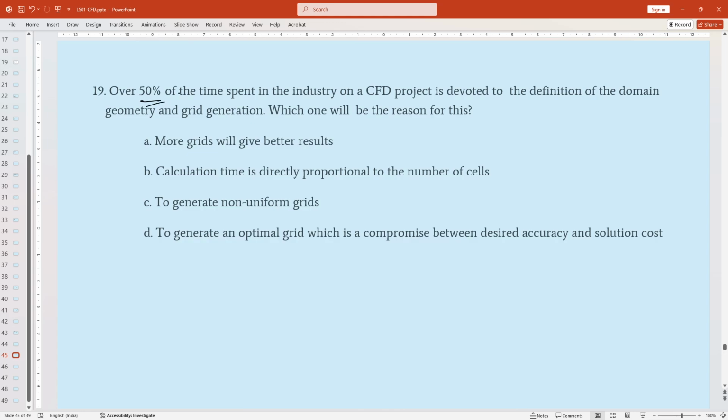Over 50% of the time spent in an industry on a CFD project is devoted to the definition of the domain geometry and grid generation. Which of the following is the reason for this? Option A, more grids will give better results. Option B, calculation time is directly proportional to the number of cells. Option C, to generate non-uniform grids. Option D, to generate optimal grid, which is a compromise between desired accuracy and solution cost.